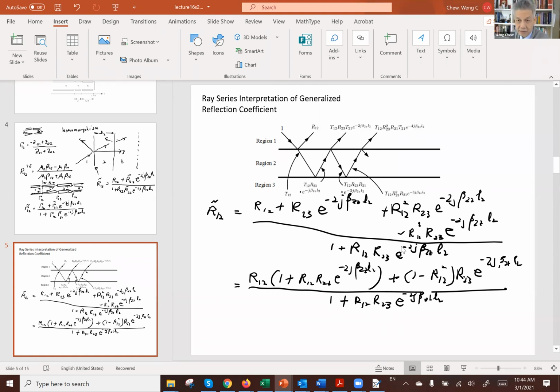Okay, what I have done is group this term together with this term and factor out the R23 e to the minus 2j beta 2z l2 and put it on the outside. What I have left is just 1 minus R12. If I do this, I notice that things somewhat simplify, because you can move this further down, and this term in the denominator will cancel this term, okay? And I would have just R12 for the first term.